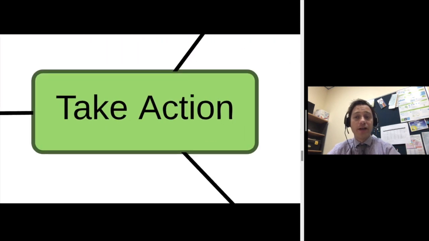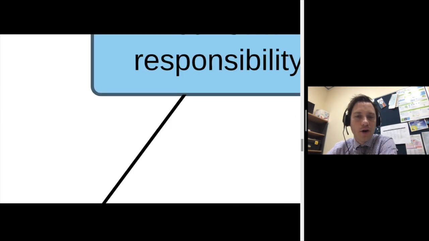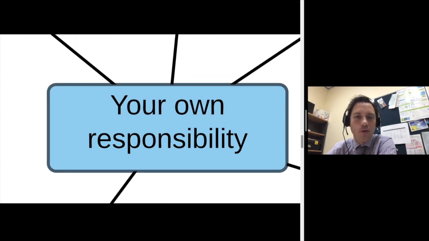The next step would be obviously to take action. So what action can we take? It's important that the action we take is within our own responsibility. So we are actually able, or we're allowed, to take the action that we're looking for. As a very low-level employee, you're not going to be firing someone, for example.